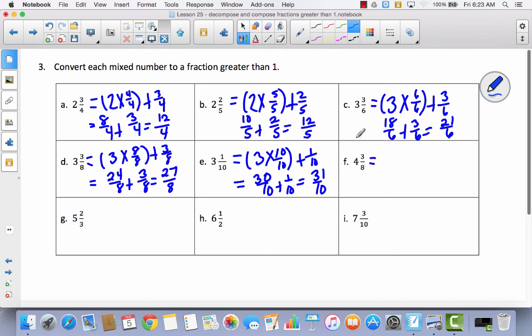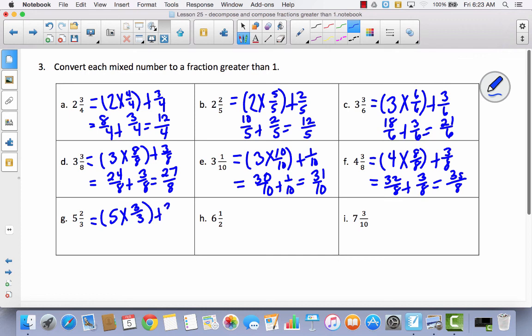Okay, so hopefully you paused the video and tried to do this one by yourself, and you said 4 times 8/8 plus 3/8. So 4 times 8/8 equals 32/8 plus 3/8, which equals 35/8. All right, now I've got 5 times 2/3, 5 times 3/3 plus 2/3. So 5 times 3 would be 15, so it's 15/3 plus 2/3 equals 17/3.